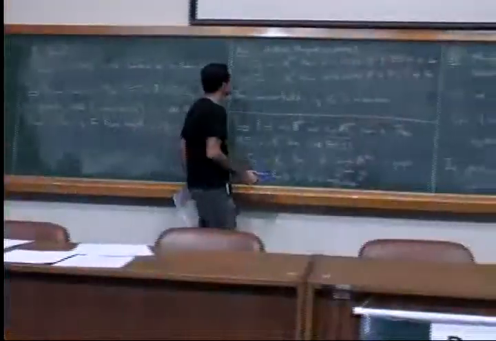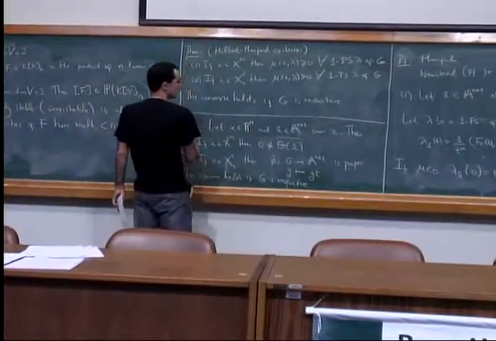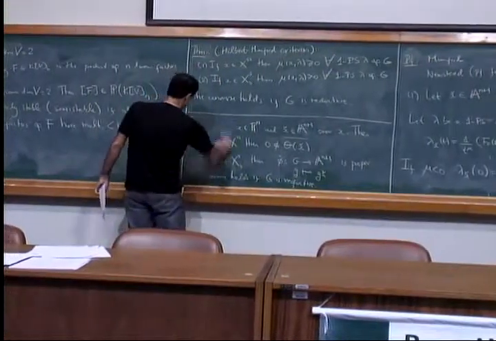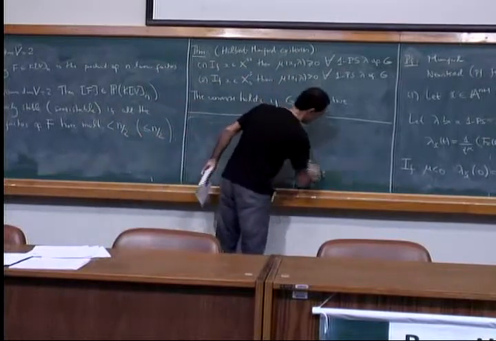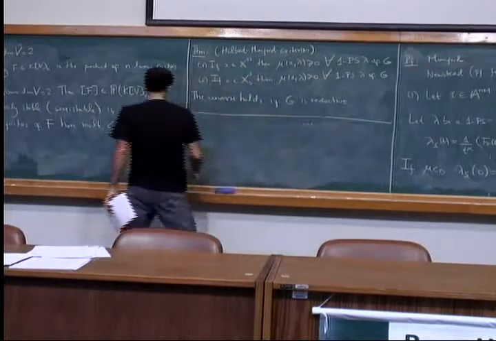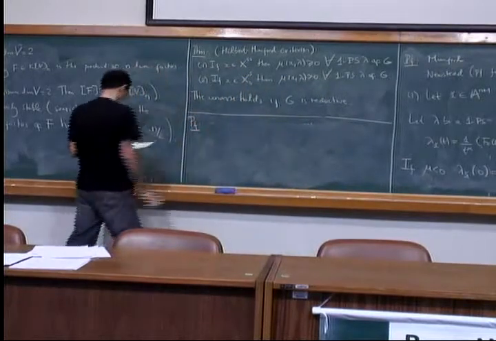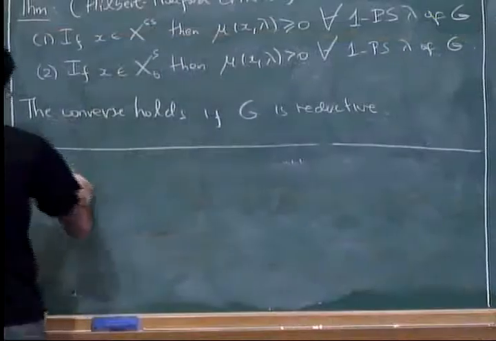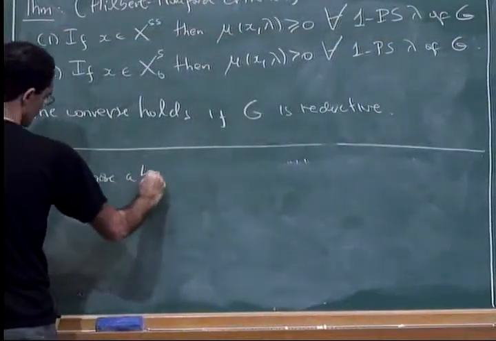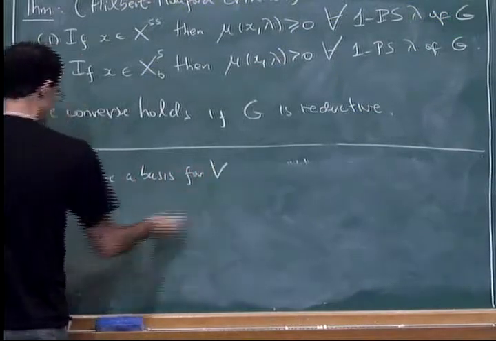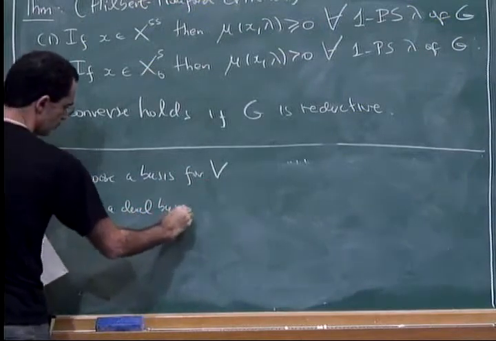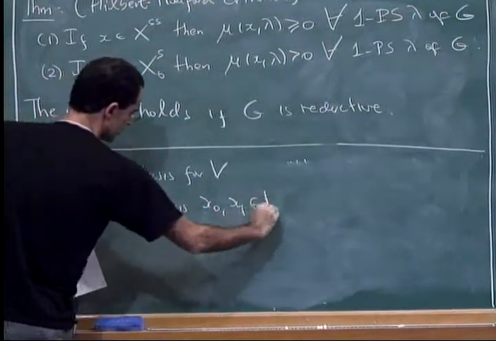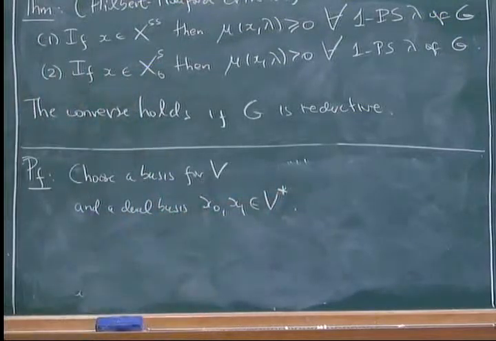So let's show this. Proof. We choose a basis for V and a dual basis X0, X1 in V dual. So I'm going to look at homogeneous polynomials in X0 and X1.